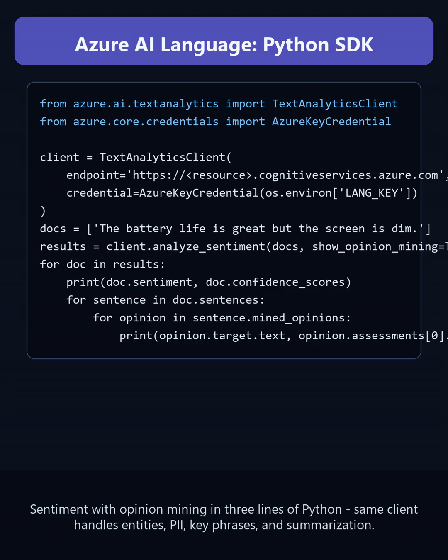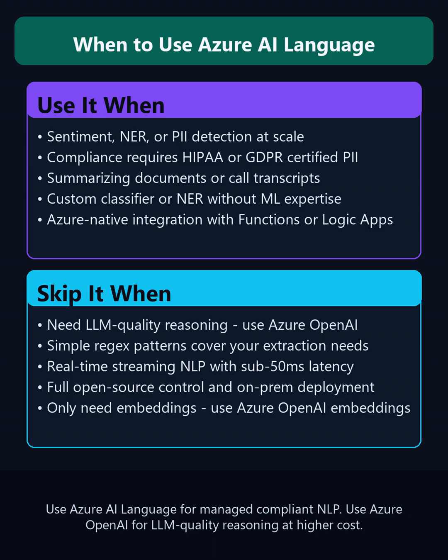Use Azure AI Language when you need managed, compliant NLP for sentiment, entities, PII detection, or summarization on Azure without training or hosting your own models. It is the right choice for support automation, compliance, content moderation, and document intelligence workflows. Skip it if you need cutting-edge LLM quality understanding. Azure OpenAI with GPT-4o will give you deeper reasoning, though at higher cost and latency.